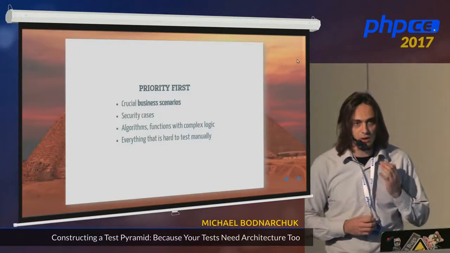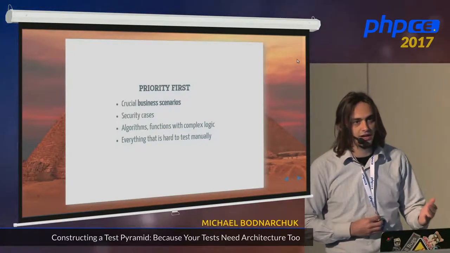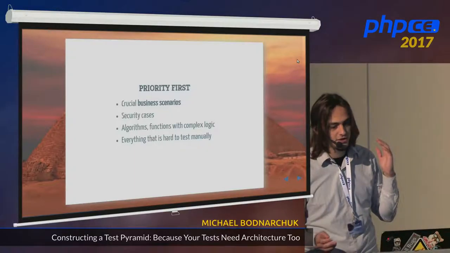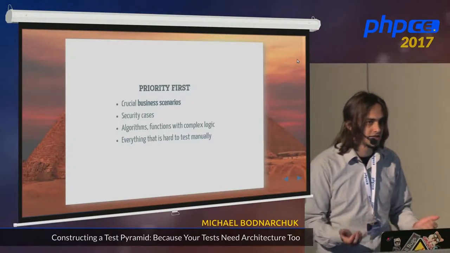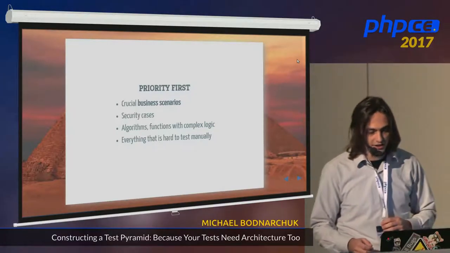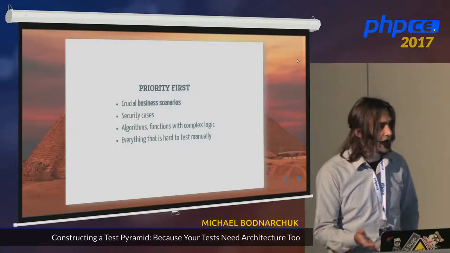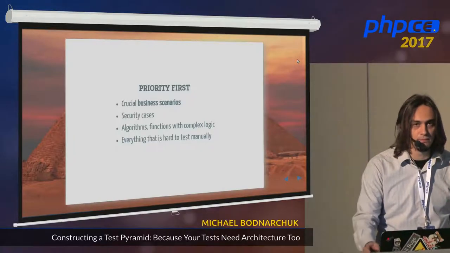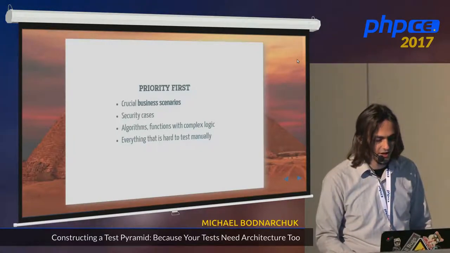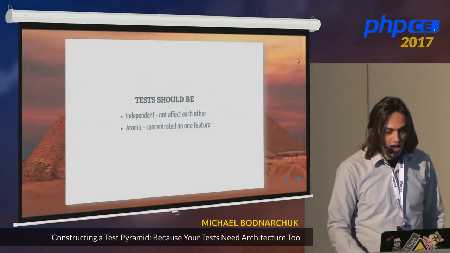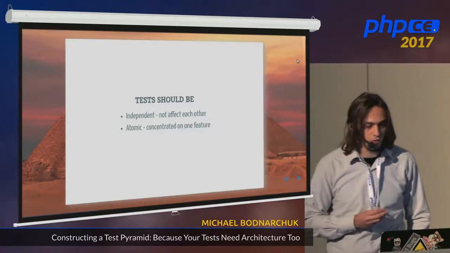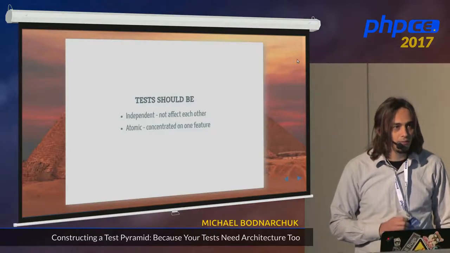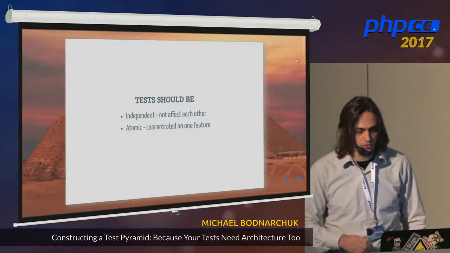Algorithms, functions with complex logic, the things you can't easily test manually. For these cases, you will surely need tests, because tests are a better interface for testing. Everything you can't track manually is better to start testing first. A few patterns you need to follow: tests should be independent, and tests should be atomic.